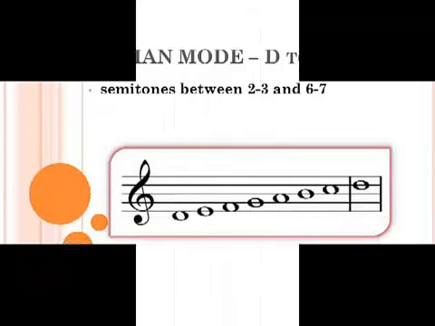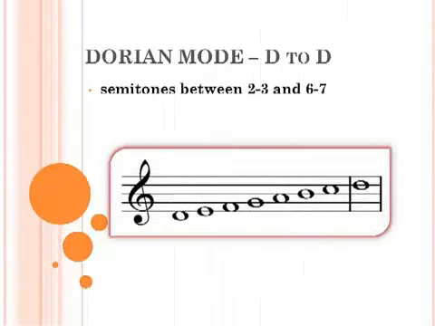The Dorian mode, or the modern Dorian mode, corresponds to the white keys on the piano from D to D, which is why it is frequently called the D-Dorian mode. The pattern is whole step, half step, whole step, whole step, whole step, half step, and whole step, or tone, semitone, tone, tone, tone, semitone, tone. This is what it sounds like.